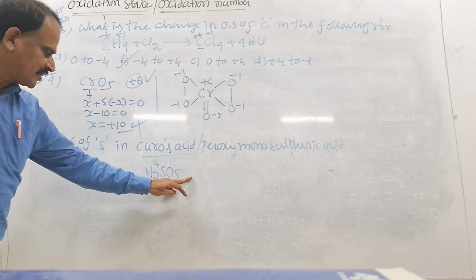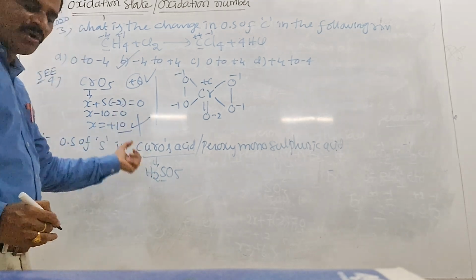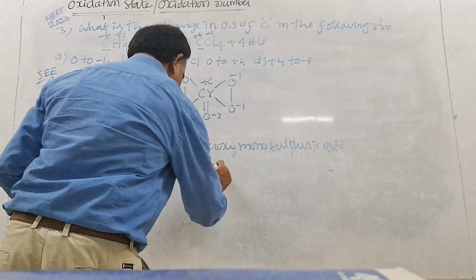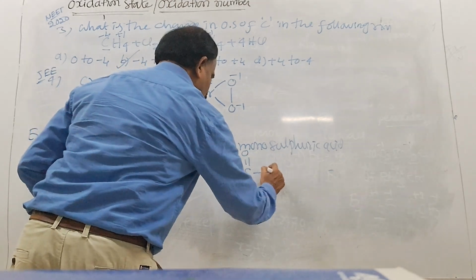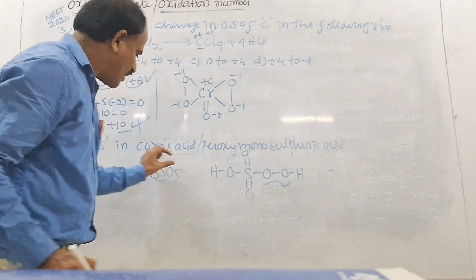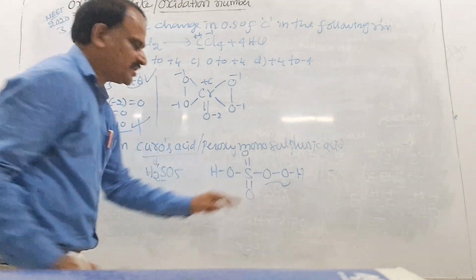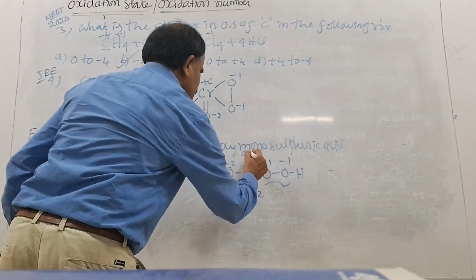What is the oxidation number of sulfur here? If you apply the general method, you get +8. That is wrong. Why? Sulfur exhibits a maximum of +6 only. See the structure of this one: H-O, S double bond O, double bond O, bond O, bond O, H. These two oxygens are peroxy. Out of 5 oxygens, 2 are peroxy, so they exhibit -1, -1. The remaining oxygens exhibit -2 oxidation number.